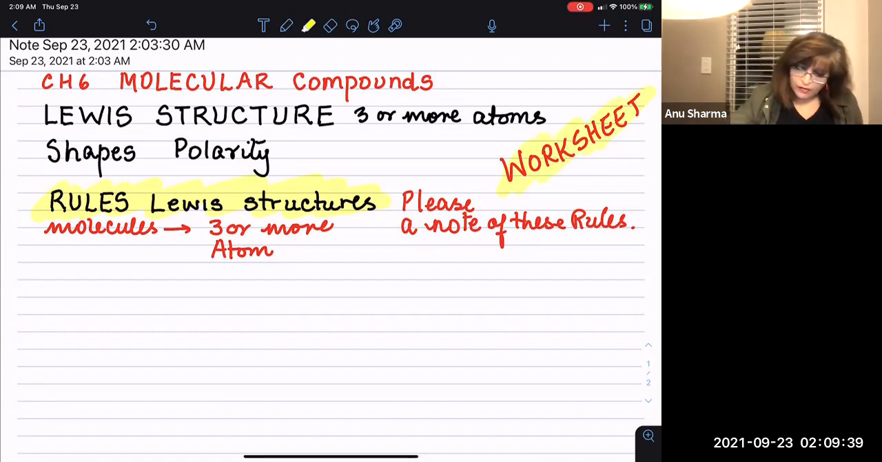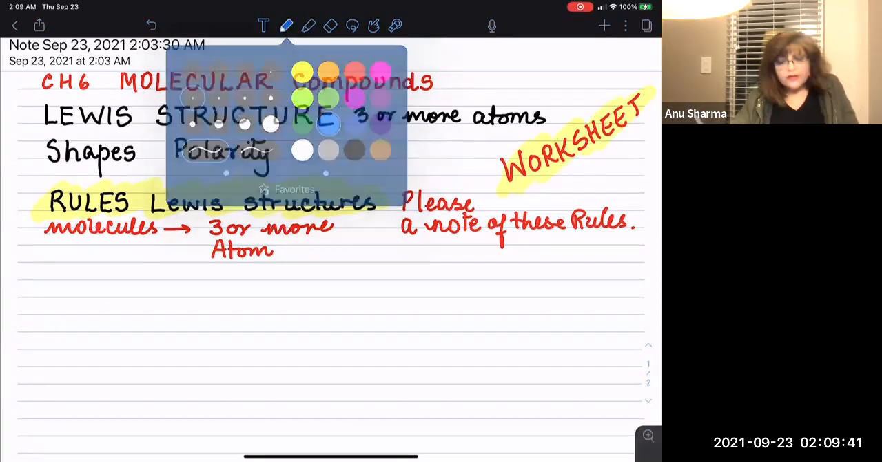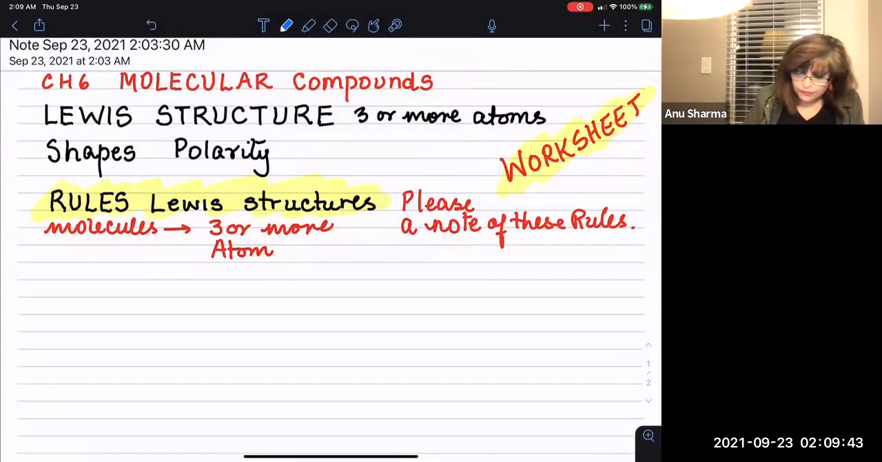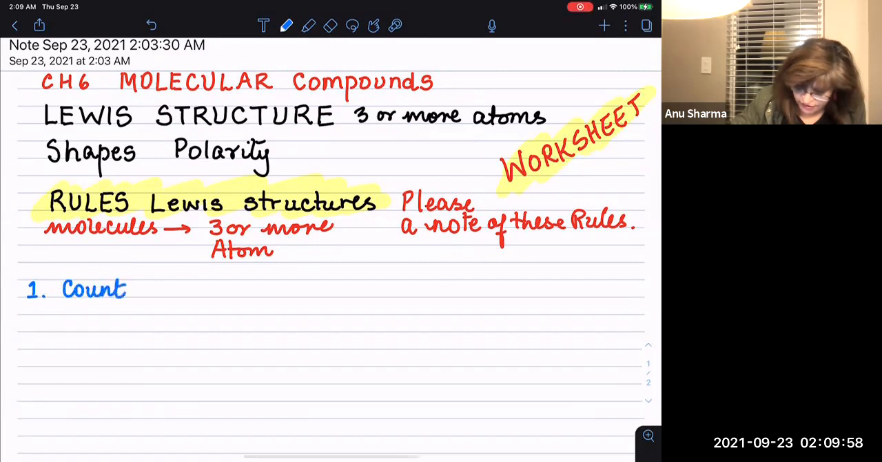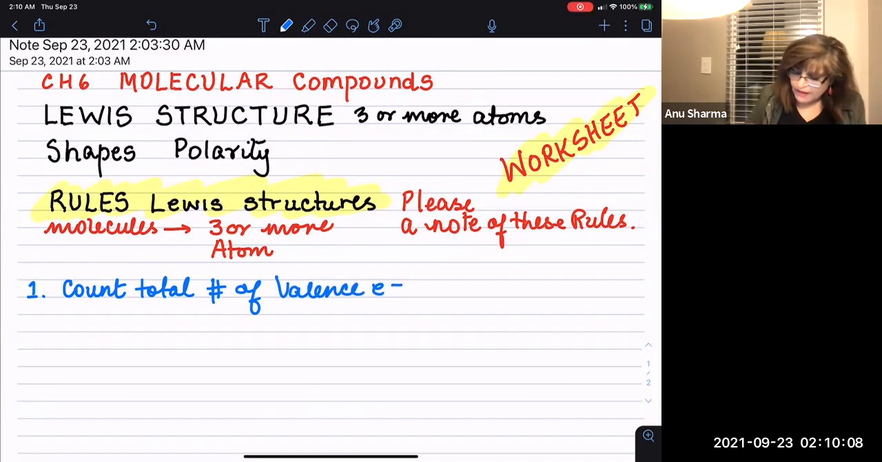Okay, so now let's look at, first of all, rule number one. In other words, it's not really rules, it's rather the steps to make it. So that's why it's commonly called the rules. Anyway, what is the first step? You are going to count the total number of valence electrons in each atom.